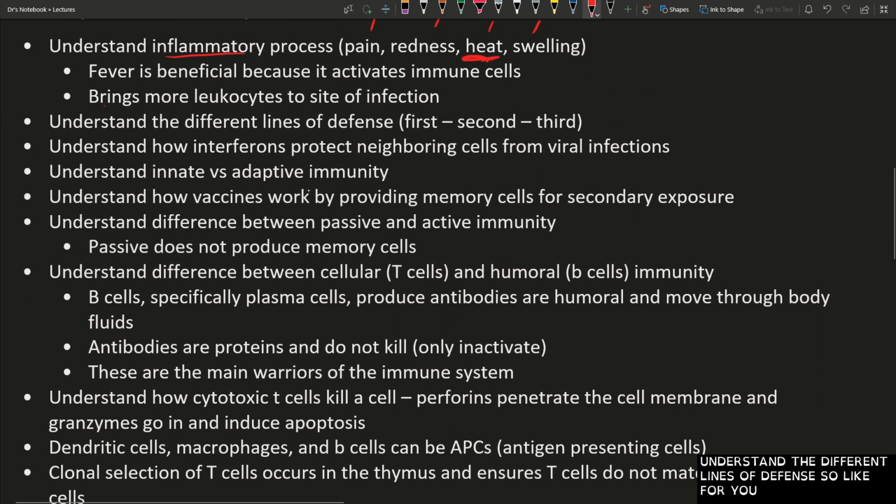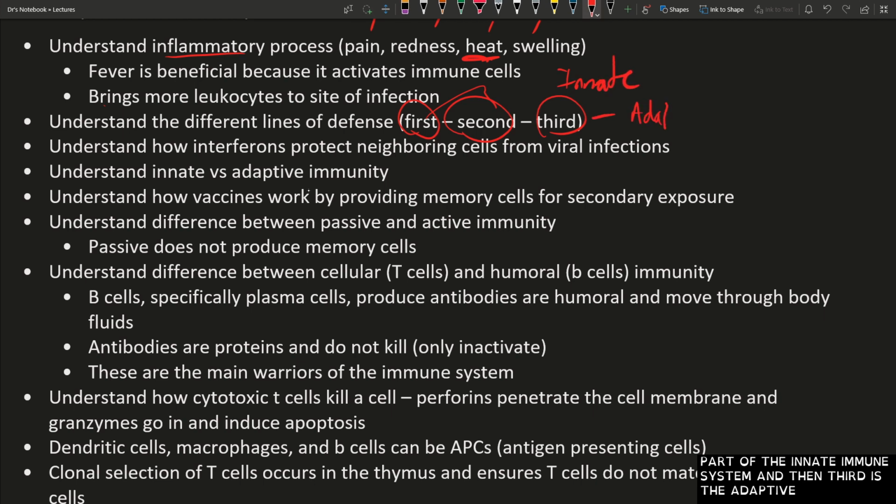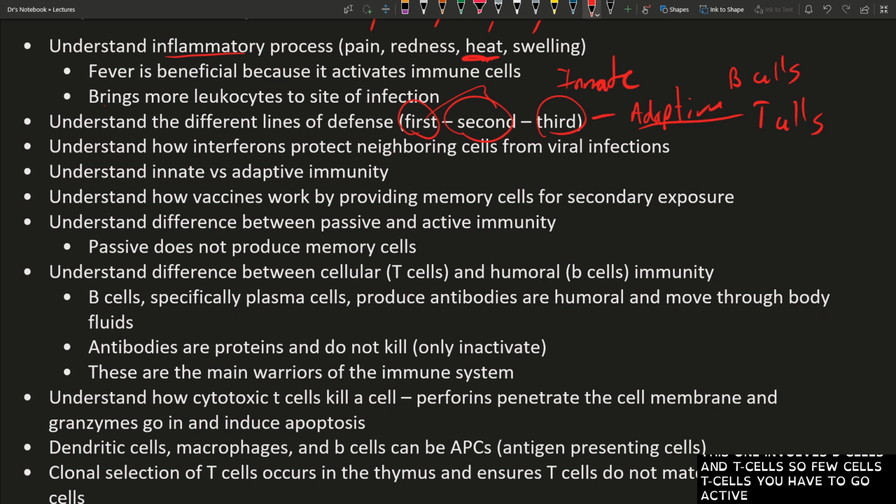So we have our first lines of defense, our second lines of defense, and our third. First and second are part of the innate immune system, and then third is the adaptive. One of the first lines of defense are the mucosa linings, our skin, and so forth. Second would then be things like our natural killer cells, our macrophages, dendritic cells, things like that. Then adaptive involves B cells and T cells. So B cells, T cells, you have to go activate them outside of that area of infection.